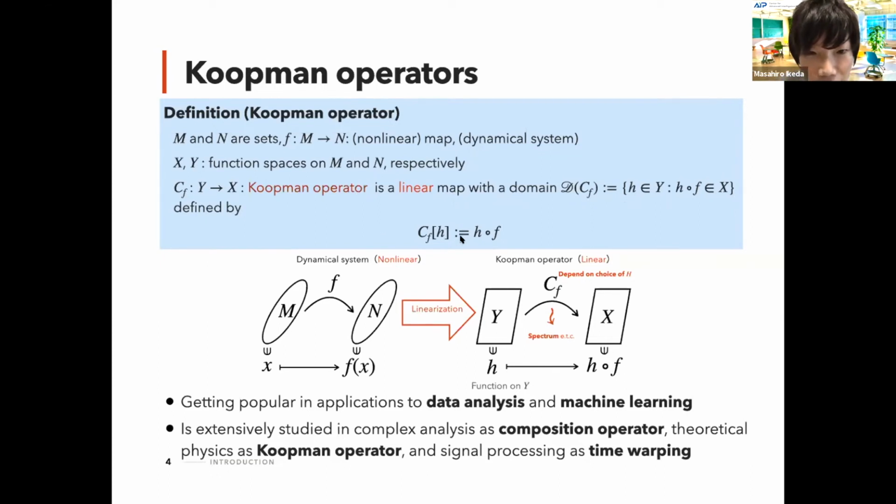And the relation can be understood by the following picture. F is a dynamical system, possibly nonlinear. The analysis of the time evolution of the dynamics is not so easy. So by using the Koopman operator, we can linearize the system, as in the right picture.